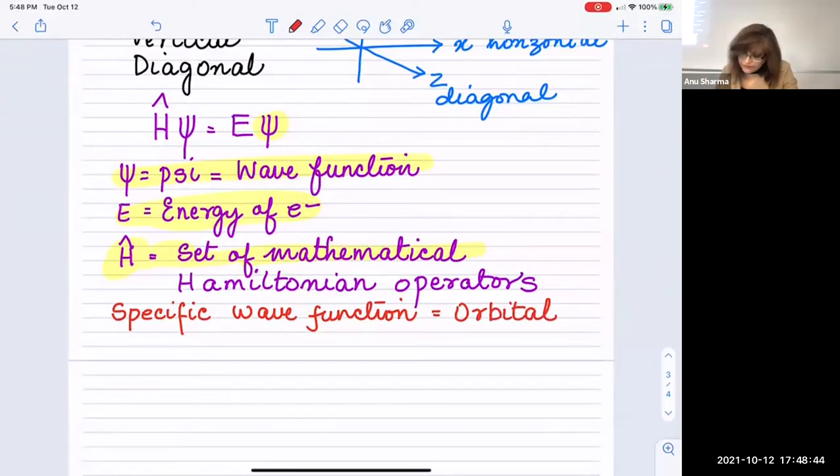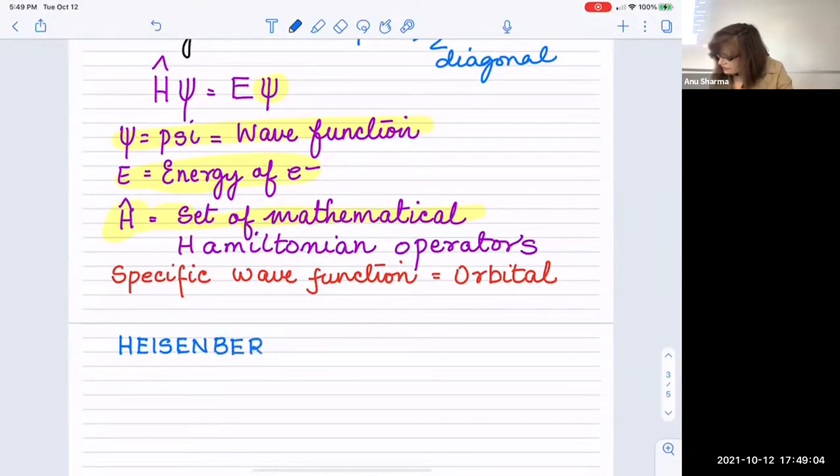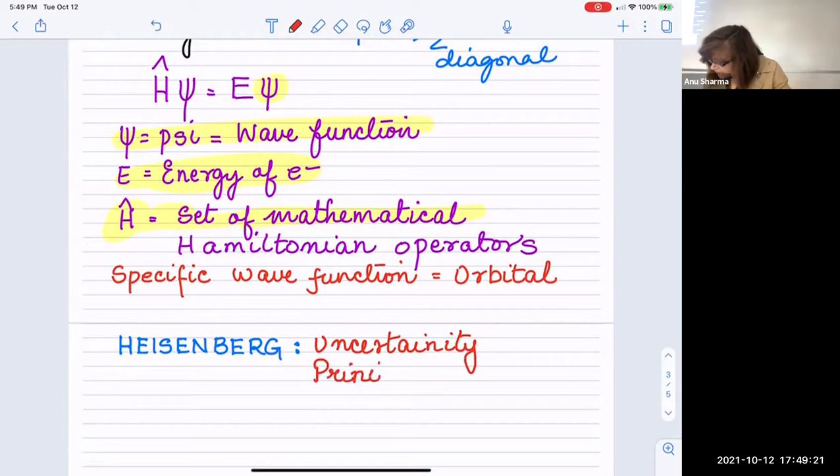And now what is an orbital? That's where Heisenberg comes in. Both these guys worked together. Schrodinger did a lot of the math work, but Heisenberg also worked with him. Okay, anyways, doesn't matter. Heisenberg came up with his uncertainty principle.